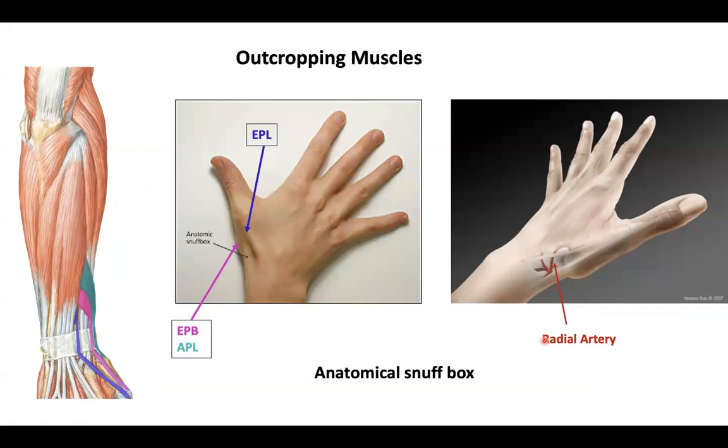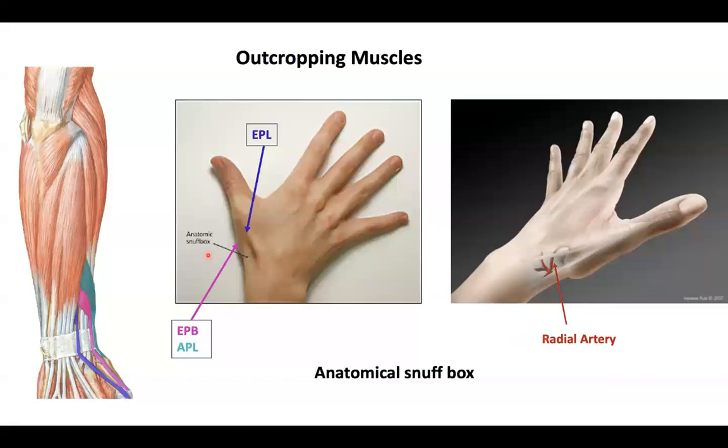So the three muscles that act on the thumb, abductor pollicis longus, extensor pollicis brevis, and extensor pollicis longus, emerge under the superficial layer. So they crop out or they emerge under the superficial layer. So they are known as outcropping muscles. As you see it here, these three muscles emerge between digitorum and the extensor carpi radialis muscles. So they are known as outcropping muscles.